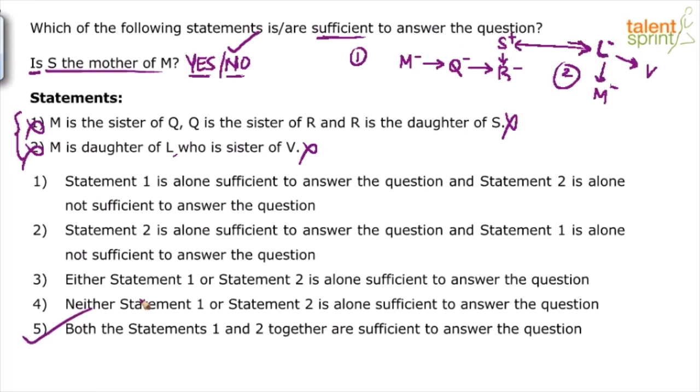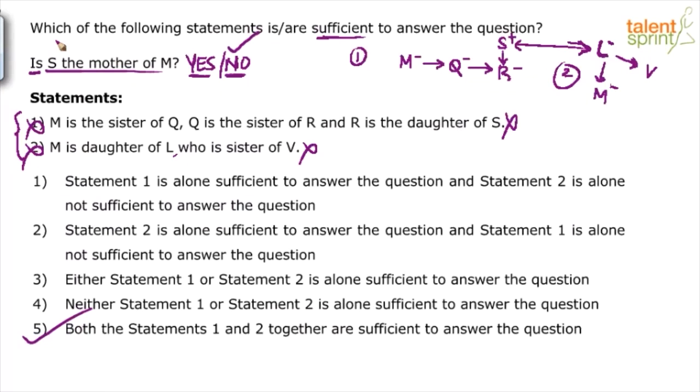Are you able to follow? No can be a correct answer. Remember, overall, is S the mother of M? You will say no. Now because it is no, don't mark neither 1 nor 2 is sufficient. I mean, that's a fact. S is not the mother of M. What is your fault in that? S is not the mother of M. So which means you are able to answer this question. And hence you should mark the answer as option 5. Both 1 and 2 together are sufficient to answer the question. Is that clear to all of you?